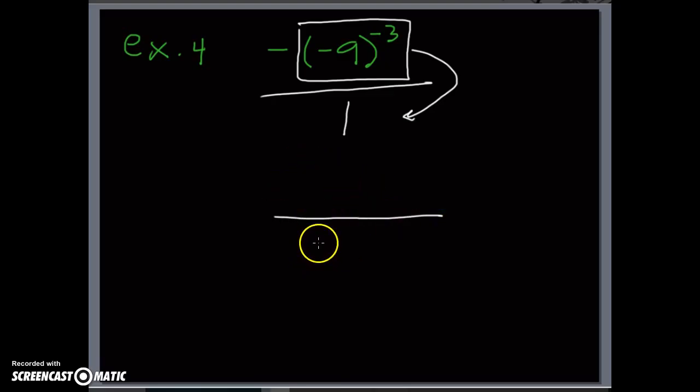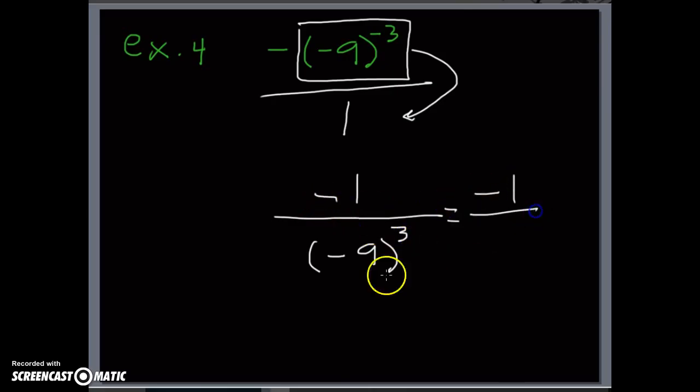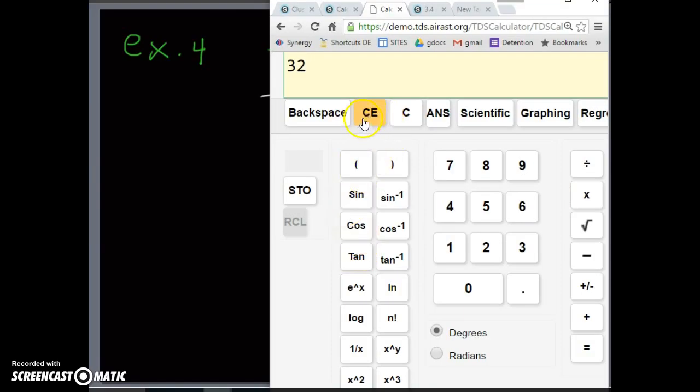When I do that, what I have is negative 9 to the positive 3rd power over 1, and I'm going to bring down that negative. This is going to equal negative 1 over, now I've got to figure out what negative 9 to the 3rd power is. It equals a negative 729.